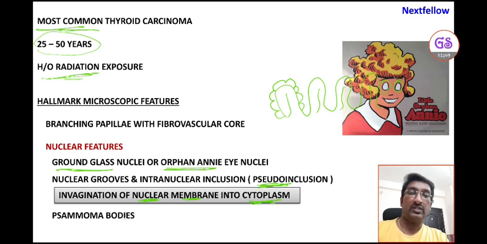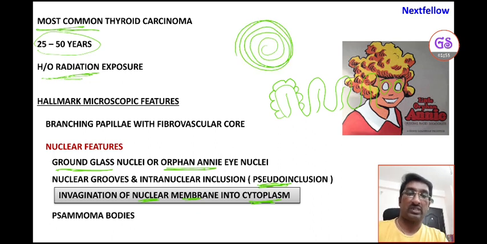And the next feature is Psammoma body. Psammoma bodies are nothing but concentric lamellated structures of calcium deposition. This is seen in many other tumors. But nuclear features are very important as far as papillary carcinoma thyroid is concerned.